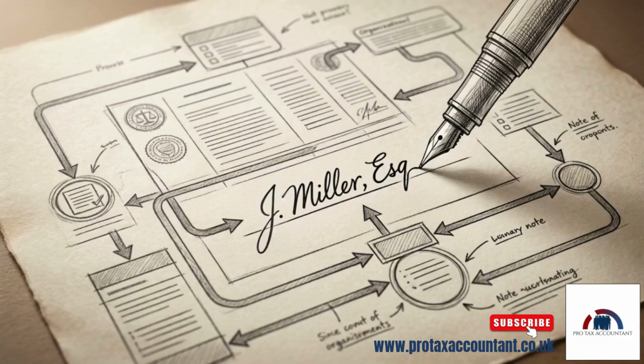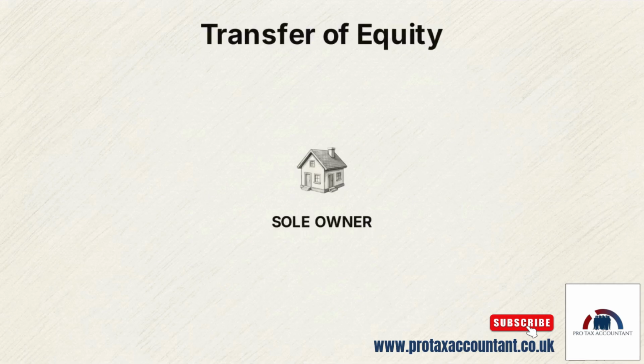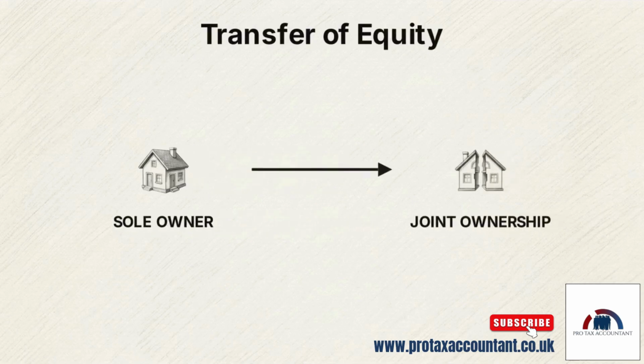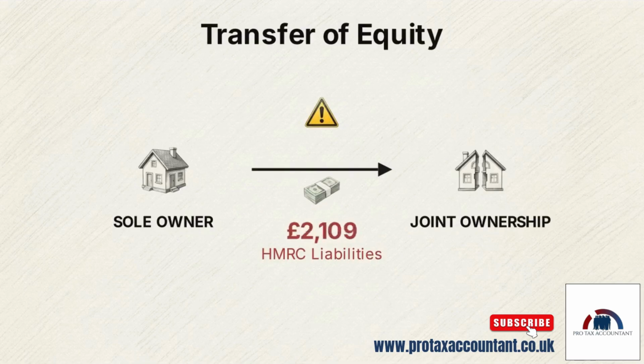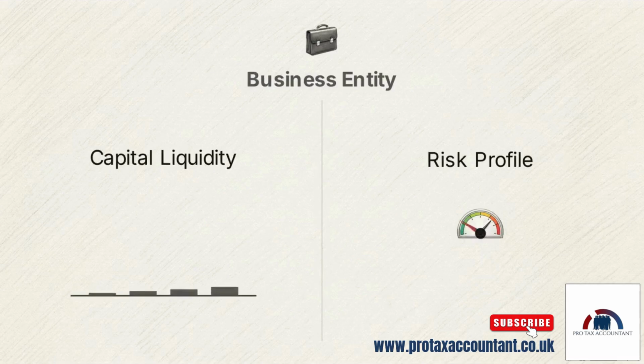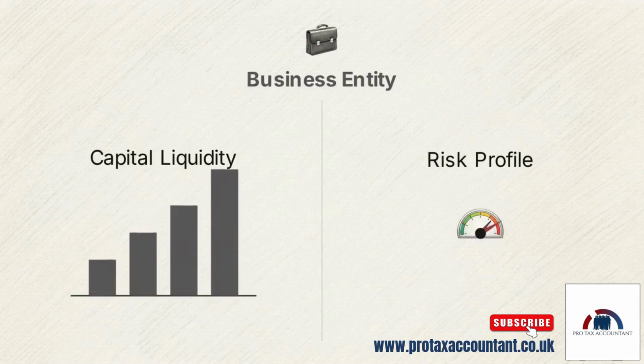This administrative paperwork update functions as a highly volatile legal mechanism. As this schematic illustrates, this mechanism is formally known as a transfer of equity. A transfer of equity is the legal process of adding or removing someone from the ownership of a property. Executing this without careful planning can inadvertently trigger thousands of pounds in unexpected HMRC tax liabilities. Executing this transfer directly alters both the capital liquidity and the risk profile of the entire business entity.